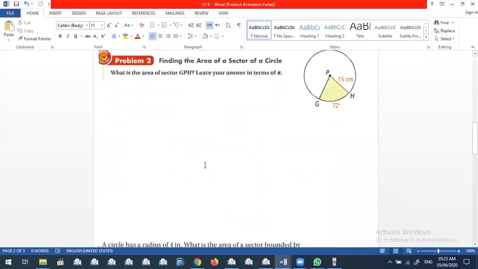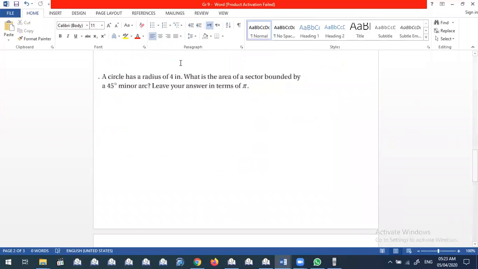Here we have a circle that has radius 4. So our given is radius equals 4 inches. What is the area of the sector bounded by a 45 degrees minor arc? So here we have the measure of the arc equals 45 degrees. Leave your answer in terms of pi.